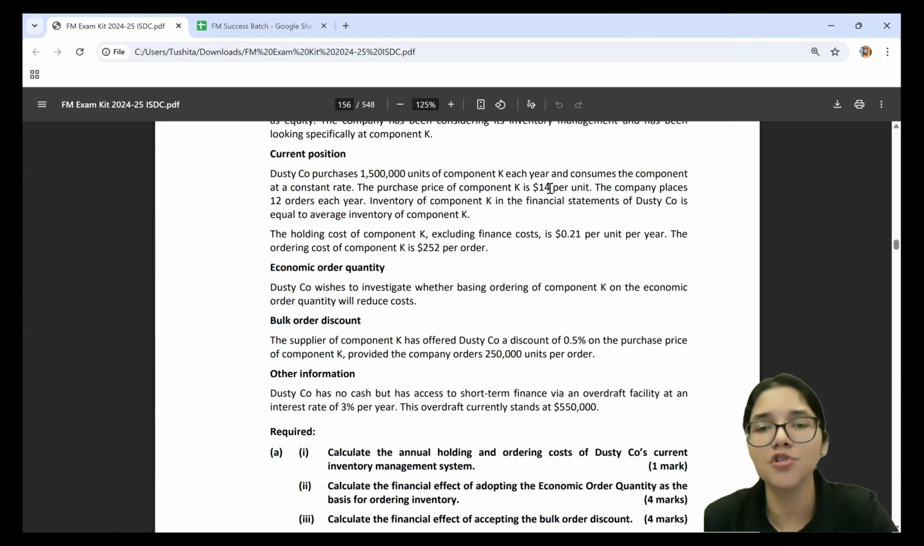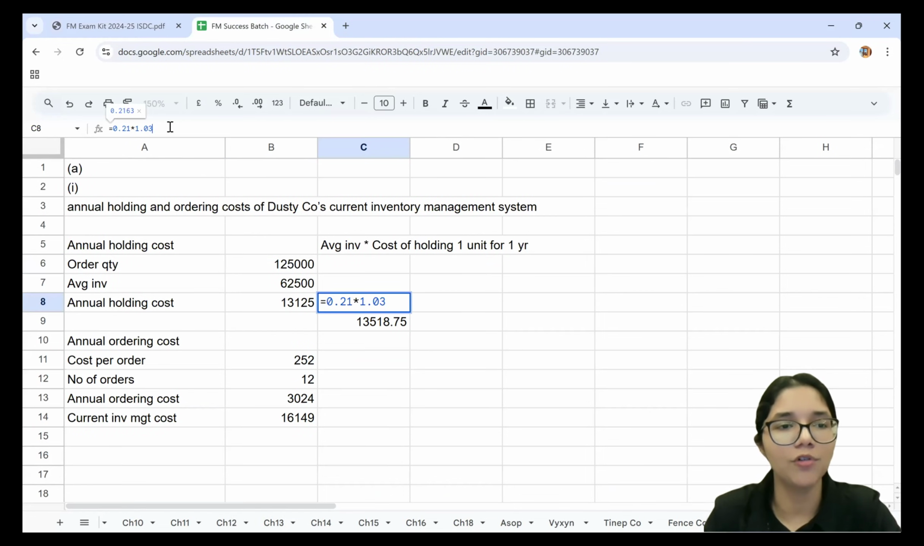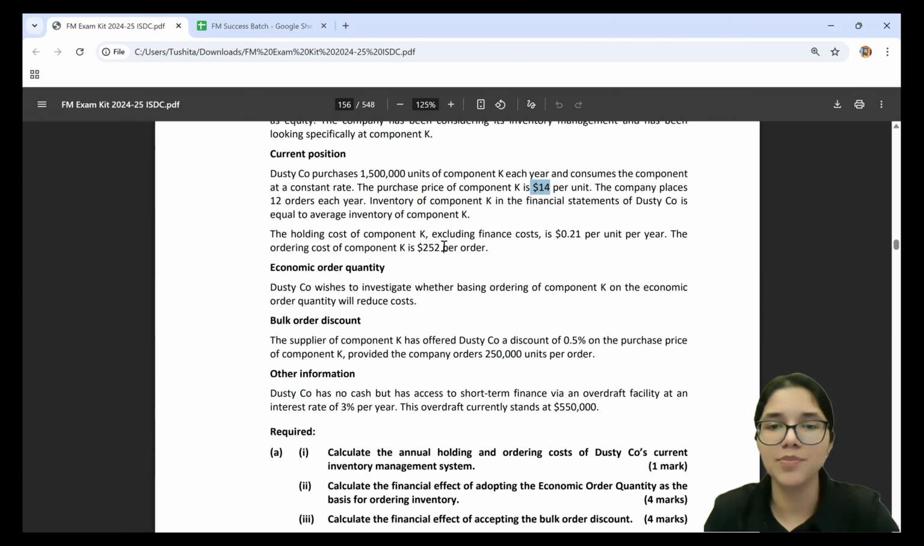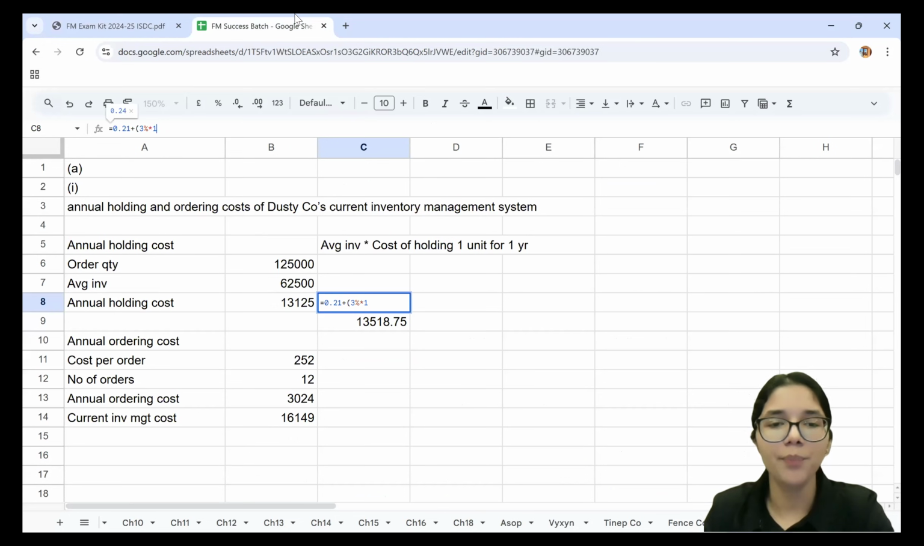The 3% which you should be taking here should be on the purchase price. So what you should do here is 0.21 is the storage cost, and then you take 3% of the purchase price, because the purchase price is what you will borrow in the overdraft. So per unit $14 is what you're paying. So this is how much it is going to cost you, including the interest that you are bearing over $14.